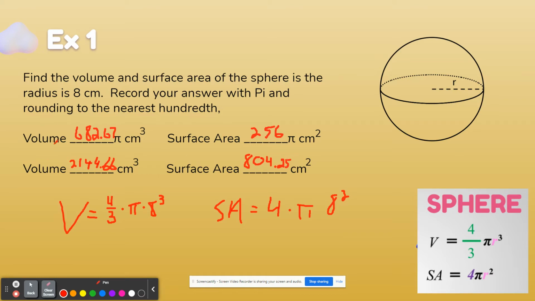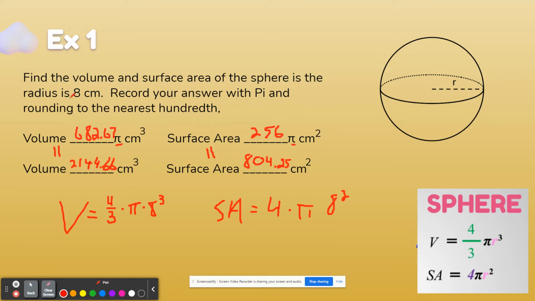Now, one thing that's interesting is these two are equal to each other, and these two are equal to each other. They're the same answers. The only difference is this one has pi in the answer, and this one has pi in the answer. Other than that, both volumes equal the same amount, both surface areas equal the same amount. Something to consider, that these are the same thing. So the volumes are the same, and the surface areas are the same.